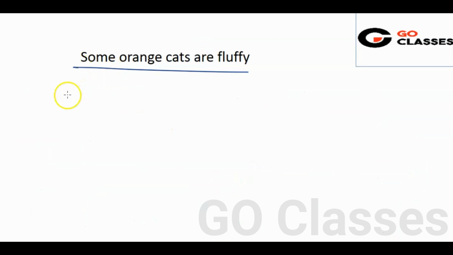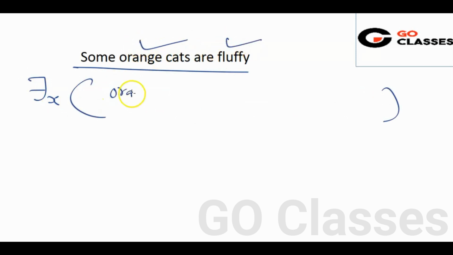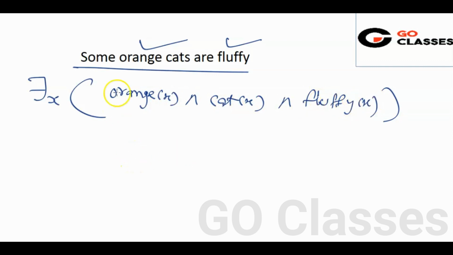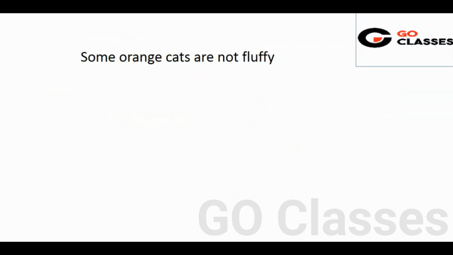Some orange cats are fluffy. It means there exists an X such that it is orange cat and it is fluffy. Okay, so I can say that it is orange cat means it is orange and it is cat and it is fluffy. Correct? At least one, there exists some element which is orange cat and fluffy, means which is orange and which is cat and which is fluffy.